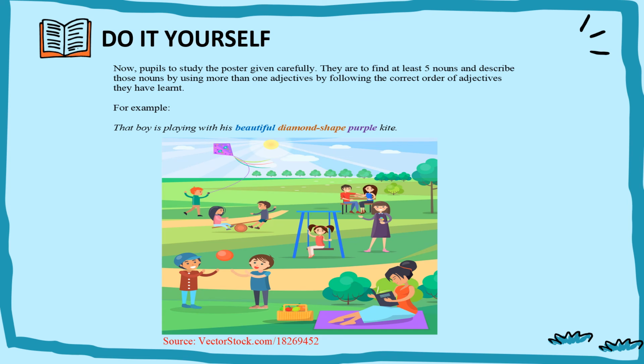Next, the pupils study the poster. The poster shows a situation in the park. They are to find at least 5 nouns from the poster, and they are to describe each one they found in the poster by using the correct order of adjectives they have learned. For example, that boy is playing with his beautiful diamond-shaped purple kite.